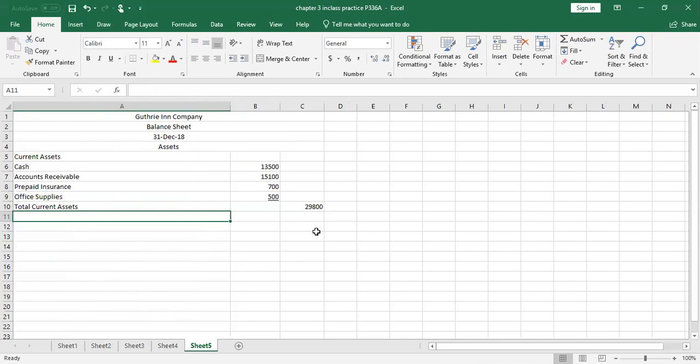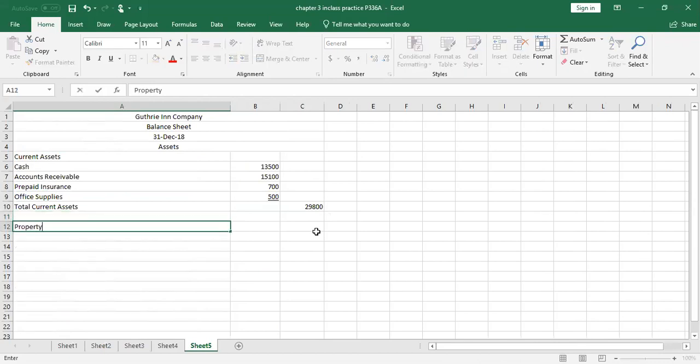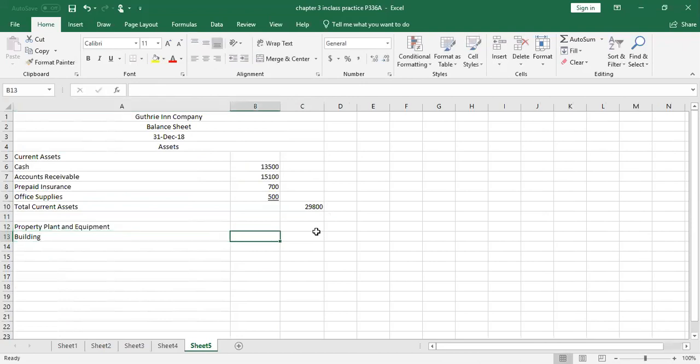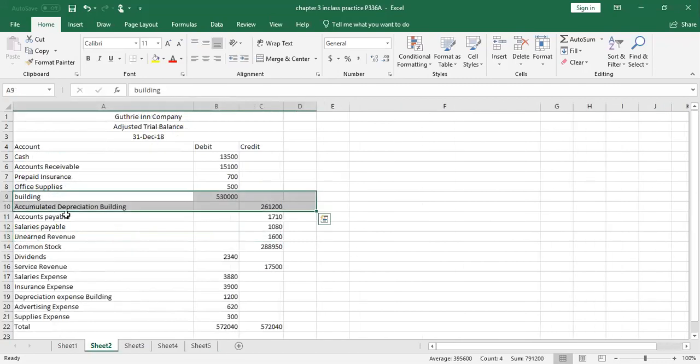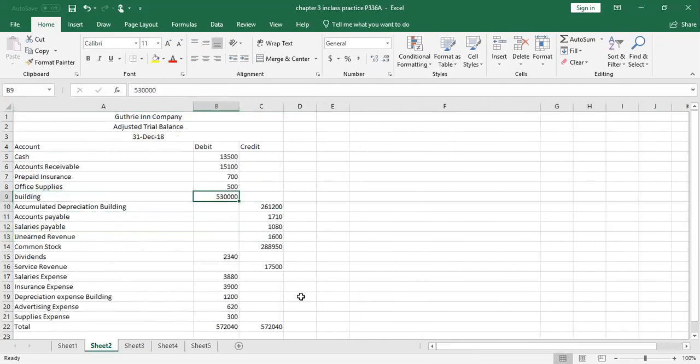We're going to come over and we're going to put our label property, plant, and equipment. And then we're going to put the building. And we're going to report the building on the balance sheet at the amount it's currently in that account, which is the cost of that building.